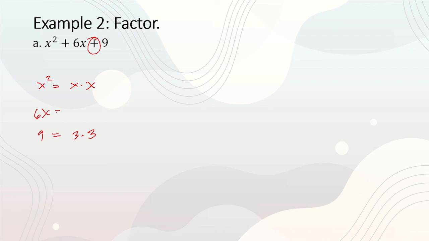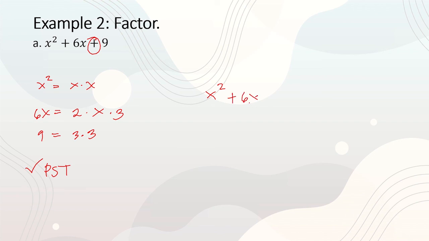Then the middle term must be the product of 2 times the square root of the first term, x squared, which is x, times the square root of the third term, which is 3. So 2 times x times 3 is 6x. So automatically, it's factorable by PST.